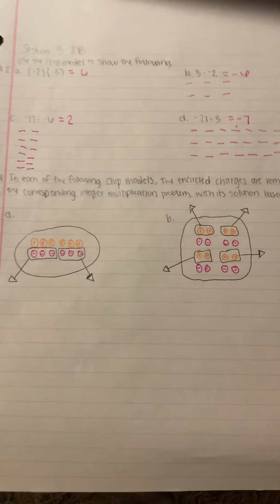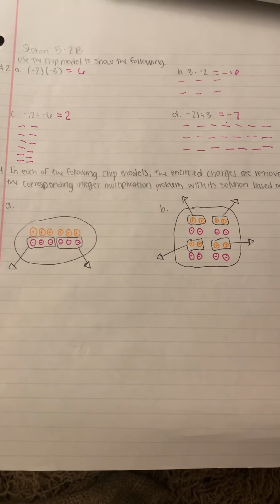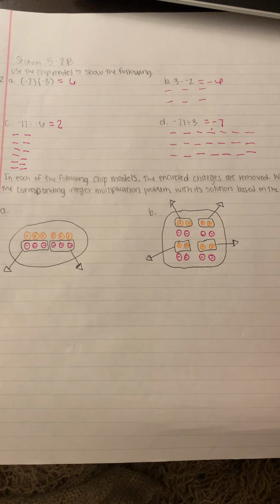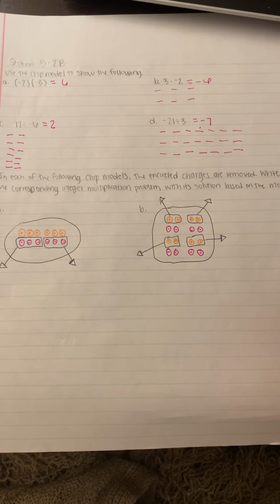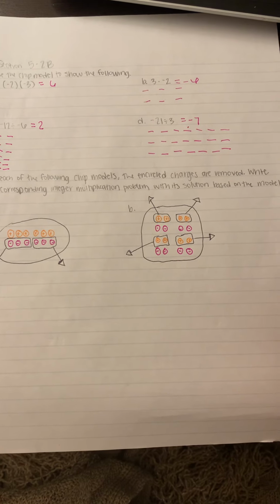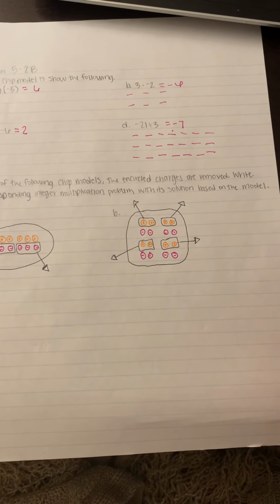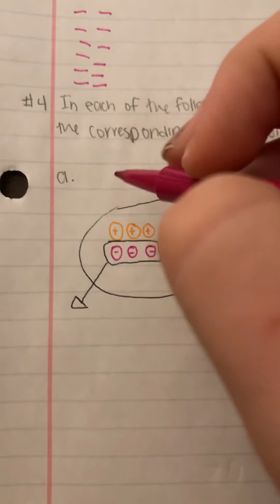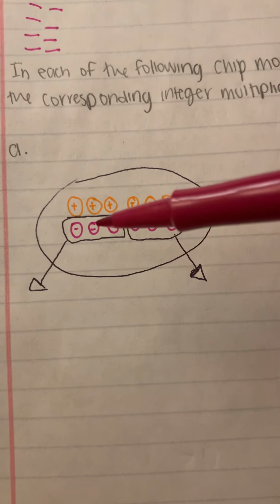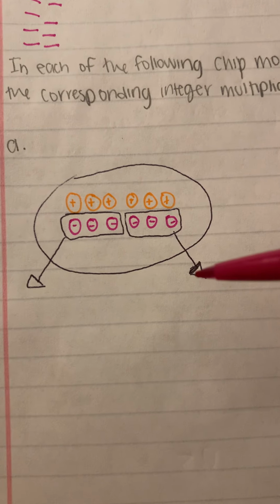All right. And then this also included 4 here. In each of the following chips models, the circles are removed. Write the corresponding integer multiplication problem with its solution based on the model. Okay. So first we're going to look at A. So the overall number we have here is 6, okay? Then we remove the negatives.